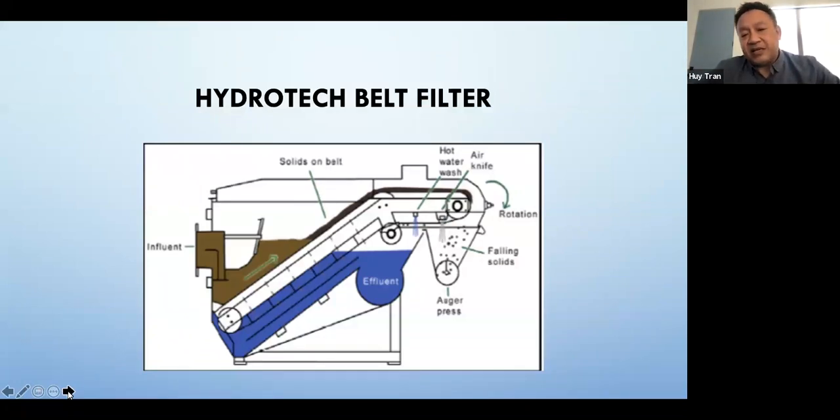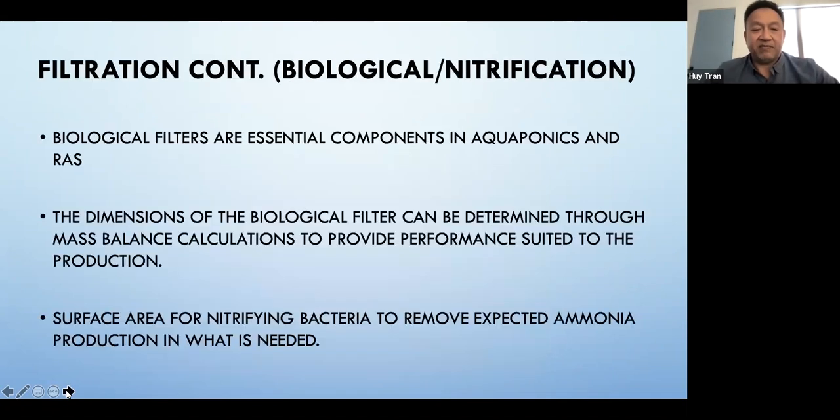The Hydrotech belt filters, or just belt filters in general, are phenomenal. They work really well at separating the solid waste from the water, but they are very, very expensive, and they tend to be used more in dewatering types of applications. Very expensive and mechanically a little bit more complex. Service is needed for operation.